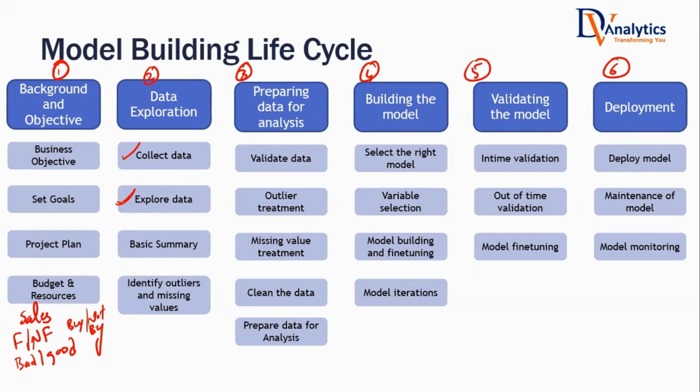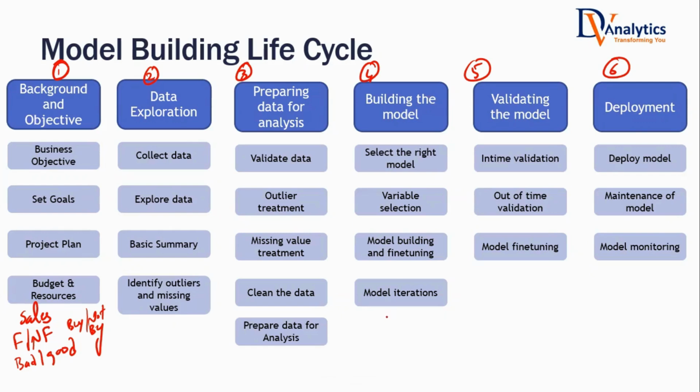Explore the data. Identify the issues. Look at the basic summaries. Identify the missing values. Identify the outliers, because data is not clean. Once you have identified and validated all that, then do the outlier treatment, missing value treatment, clean the data, prepare it for analysis. Once you have prepared the data, then go for model building, model validation. That is going to come later on. These are the 6 phases that will happen in real life projects.